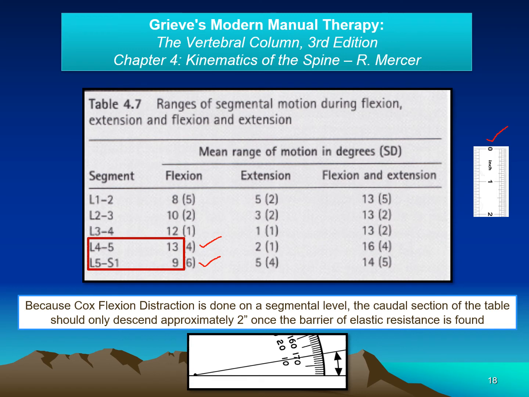And then if we look at degrees of movement, again, we've got 13, L4, L5, 9, L5S1. We can average that off to 10 degrees. We can see 10 degrees of movement, as demonstrated by this chart, is not a lot of movement.